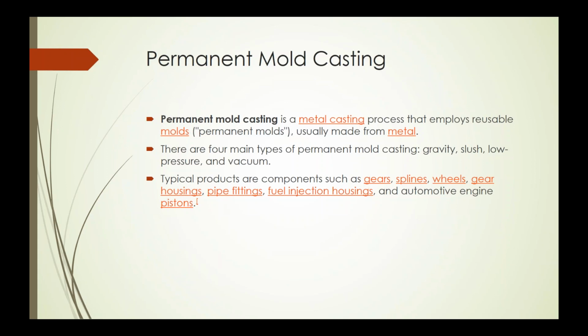Pressure casting, you push it into the mold. Vacuum, you basically pull it into the mold. Typical products that are components such as gears, splines, wheels, gear housings, pipe fittings, fuel injection housings, and automotive pistons, internal combustion engine pistons, are done in these processes.